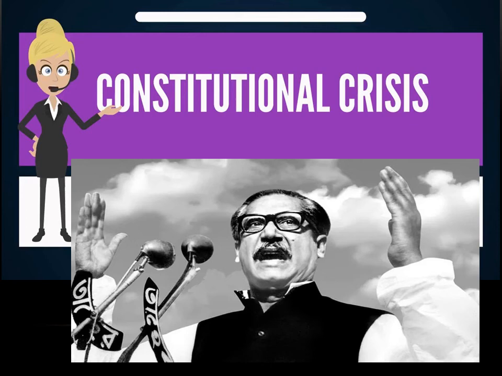Number one, the Awami League had won such a large number of seats that it now had a majority not only in East Pakistan but also in the National Assembly as a whole. That meant that it was in a position to form a government on its own.